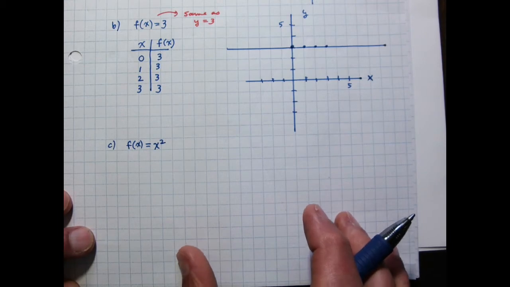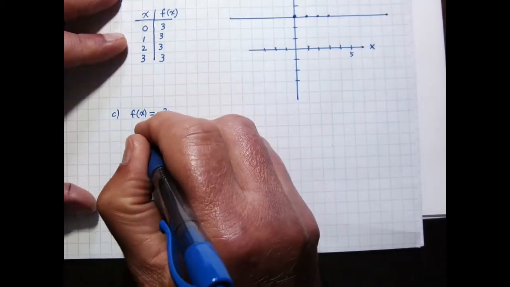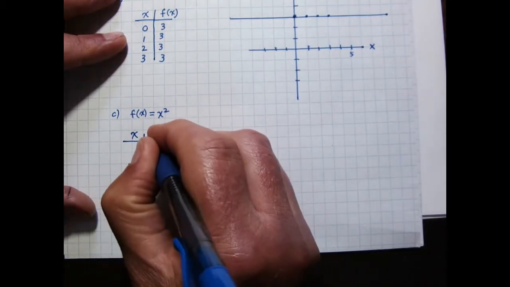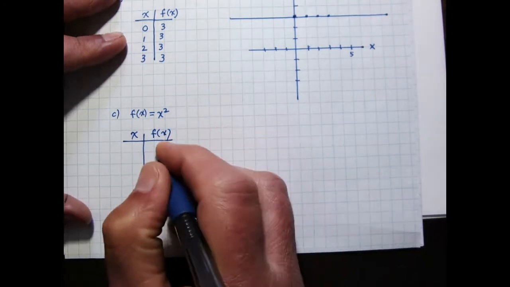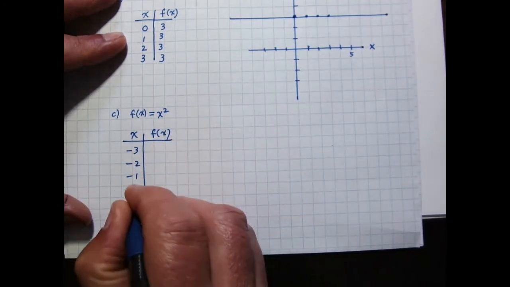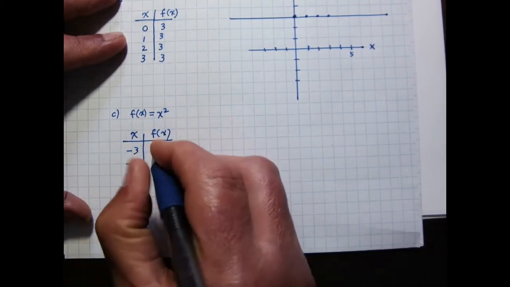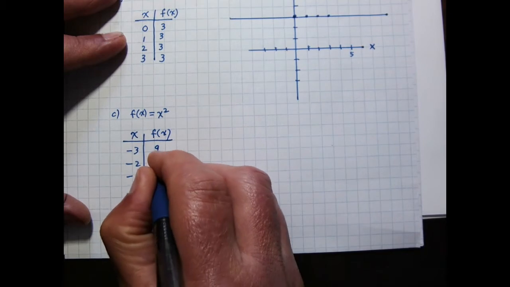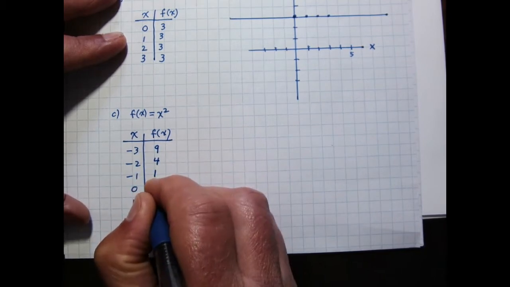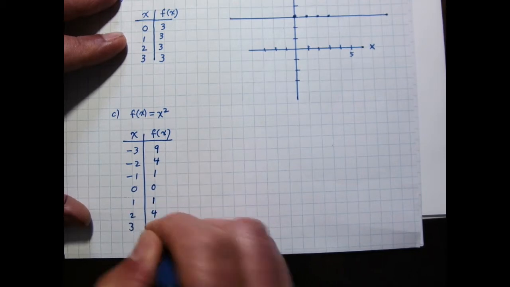And, okay, third one is a graph we've already kind of mentioned, but let's go ahead and go through some values here. Maybe I'll take -3, -2, -1, 0, 1, 2, 3. We're just squaring, right? -3 squared is 9, -2 squared 4. These are positive y values. -1 squared 1, 0 squared 0, 1 squared 1, 2 squared 4, 3 squared 9.